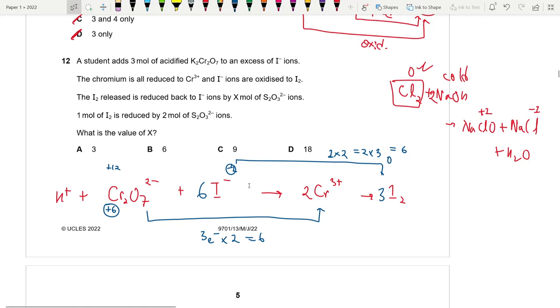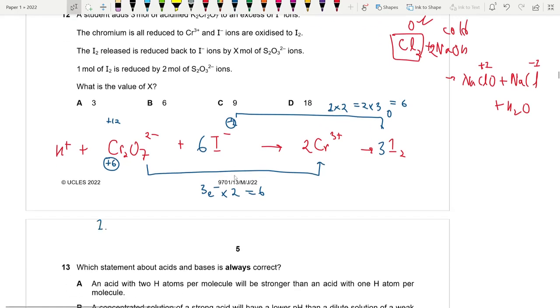So next, what's going to happen? The next reaction is the iodine is reduced by 2 moles of thiosulfate basically to form iodide.